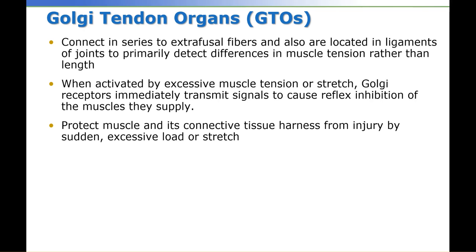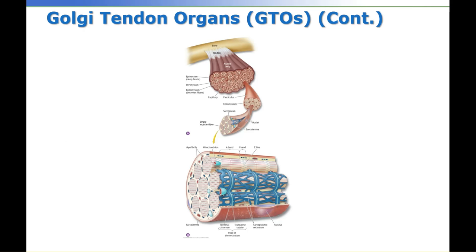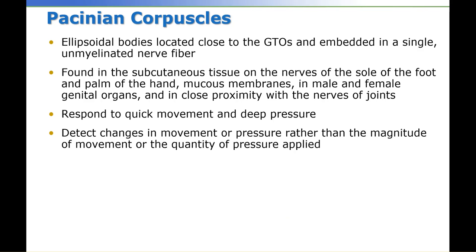What it does is transmit signals to cause that reflex inhibition of the muscles they supply. So it protects muscles from that stretch by giving tension to the muscle. Okay, so this is the Golgi tendon organ. This here actually talks more about the bone, tendon, muscle belly, how a muscle looks, and then the interior of the sarcolemma. So we can come back to that. But Pacinian corpuscles is the next thing that's in the book.